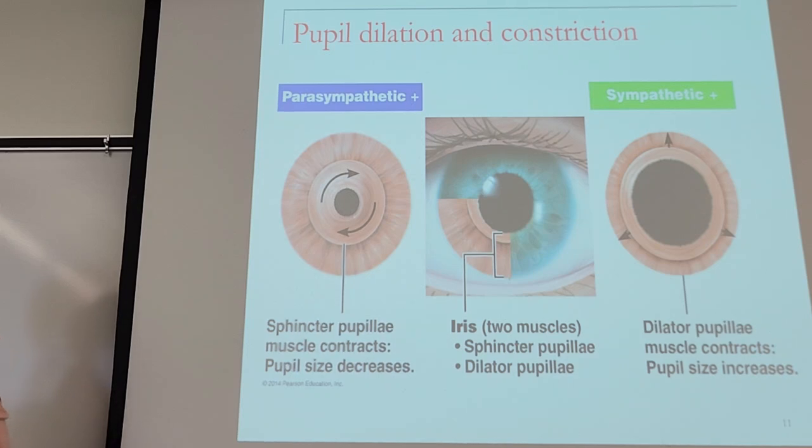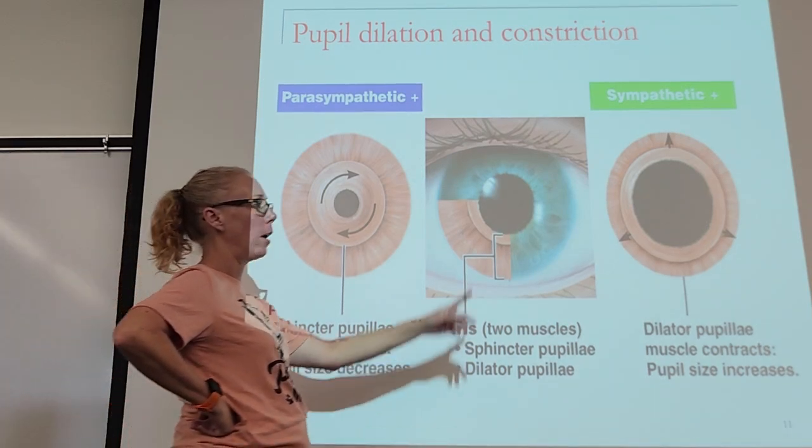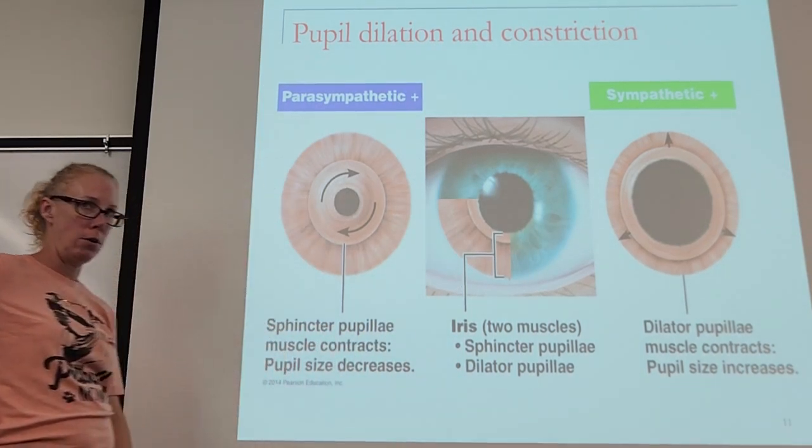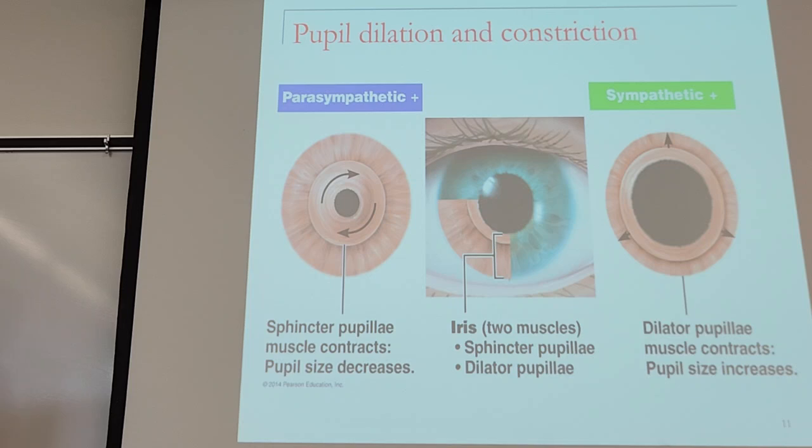When the sympathetic nervous system is in control, fight or flight, the sphincter muscles relax and the dilator muscles contract, and that causes your pupil to get large, so you can see things further away from you.